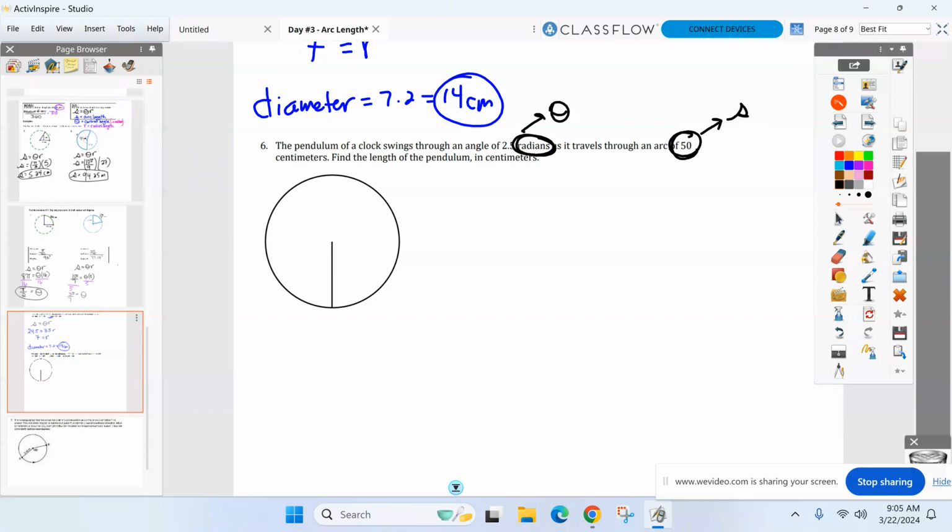Find the length of the pendulum. I didn't use the word we've been using all day. The pendulum here is the same as what? Radius. Get used to that. Sometimes I'm not going to use the vocabulary term. I'll try to put it as a real life example, because we all use pendulums. The radius is the same as the pendulum. Let's set it up. S equals theta r.